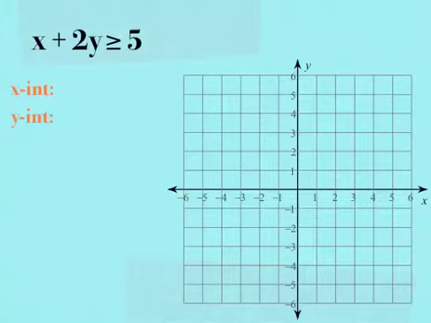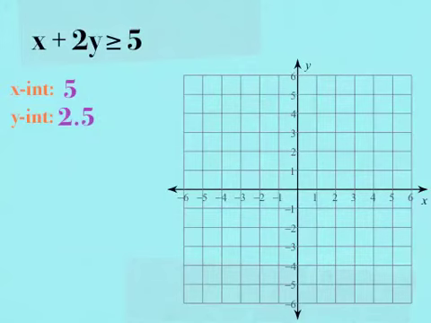Next, we have this inequality. It's x plus 2y is greater than or equal to 5. I'm going to go ahead and show you, just really quickly, the way that you could use standard form for this. To graph in standard form, we have to find the x-intercept and the y-intercept. To find the x-intercept, we plug in 0 for y and solve for x, which would be 5. To find the y-intercept, we plug in 0 for x and solve for y, which would give me 5 divided by 2, which is 2.5.